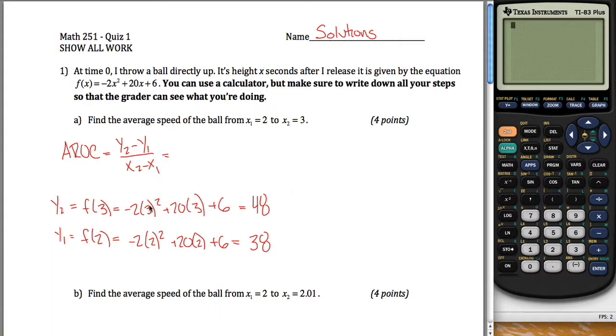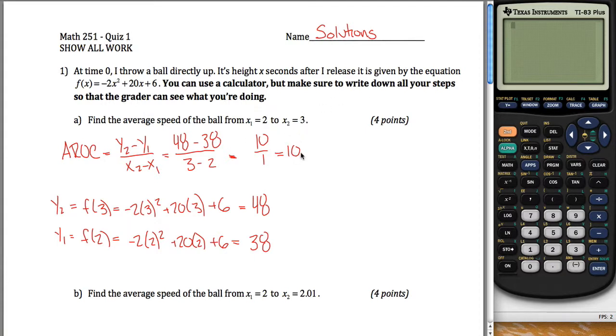Okay, now that I have the two y coordinates, I can just plug them into this formula. y2, 48, minus y1, 38, divided by x2. Did I do that right? y2 is 48. Okay, I did that right. Divided by 3 minus 2, x2 minus x1, 10 over 1. In other words, 10. The average speed of the ball from time 2 to time 3 is 10.